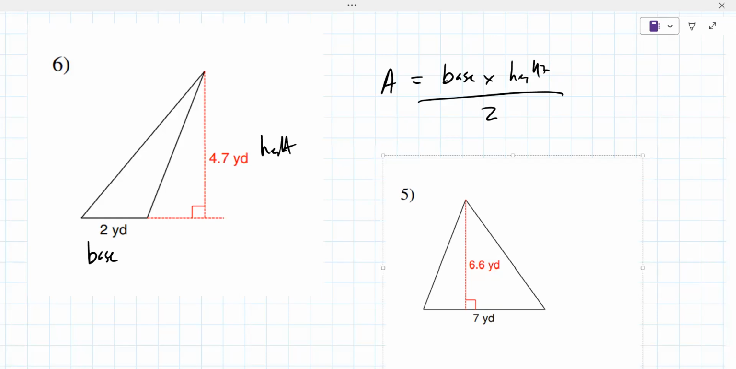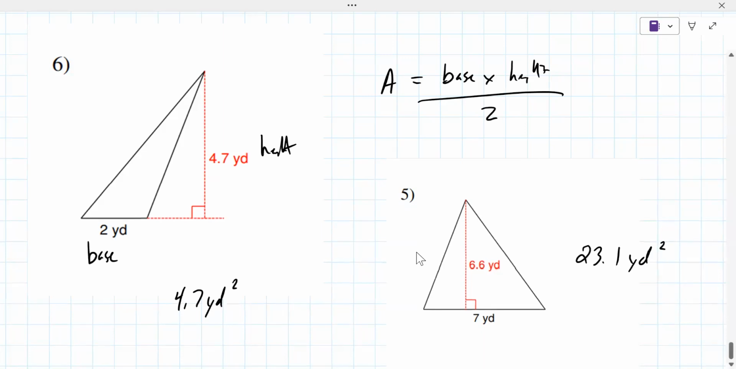All right, I apologize for the delay. Do you have some answers for me on these? For the first one, I got 4.7 yards squared, and for the second one, I got 23.1 yards squared. Okay, so for the first one, yes, 4.7 yards squared, good. And for the second one, you said 23.1? Yeah, great.